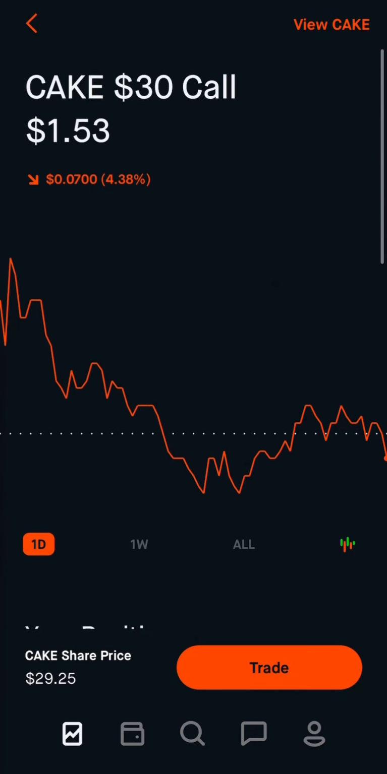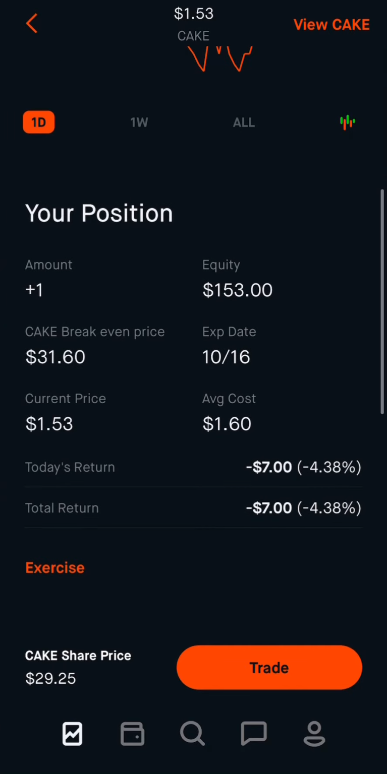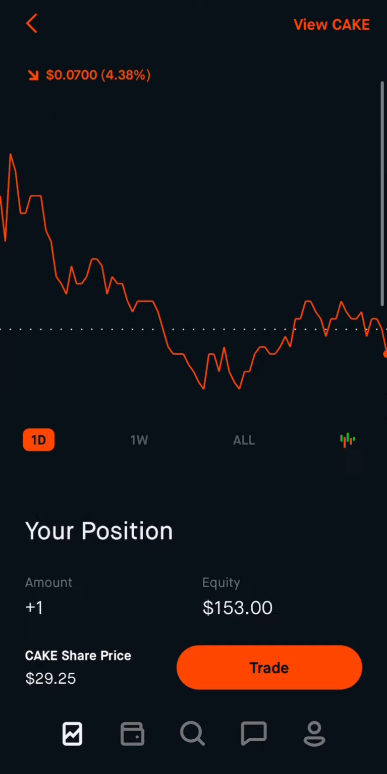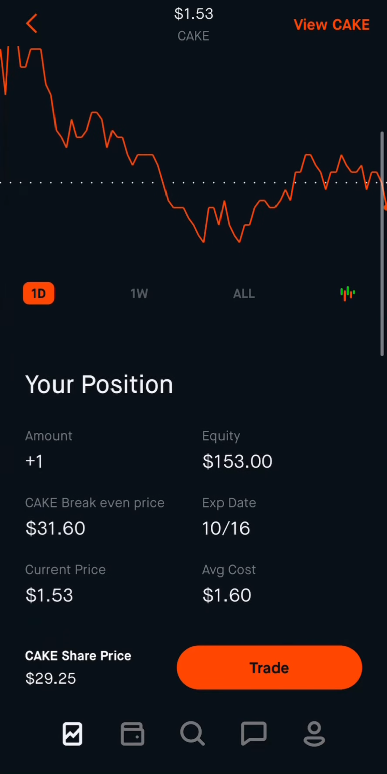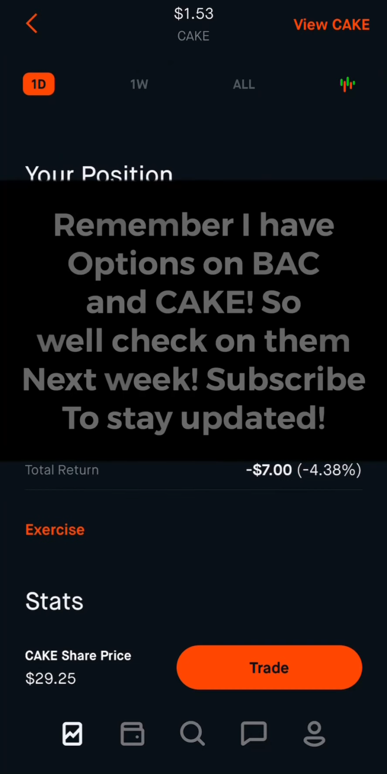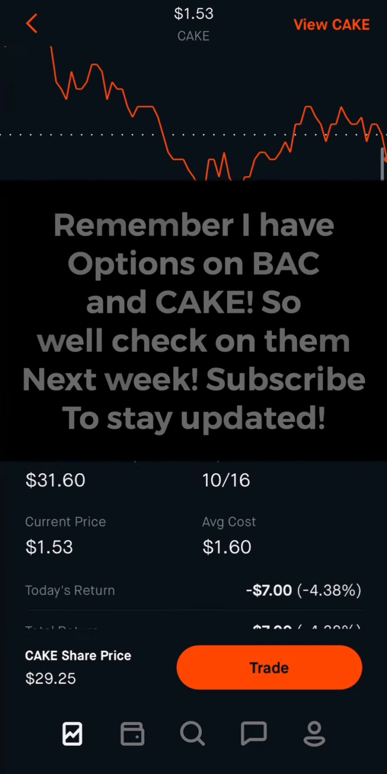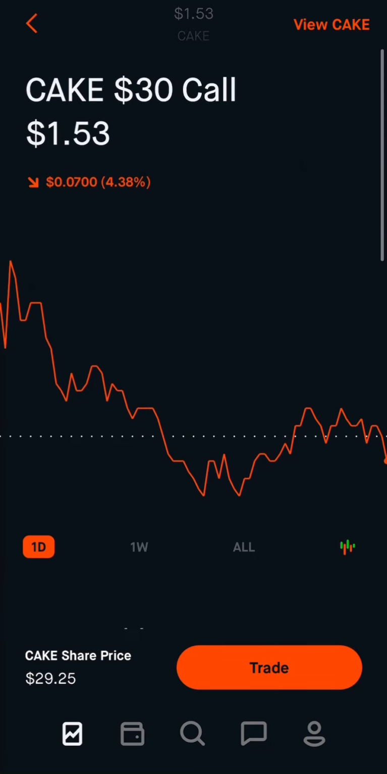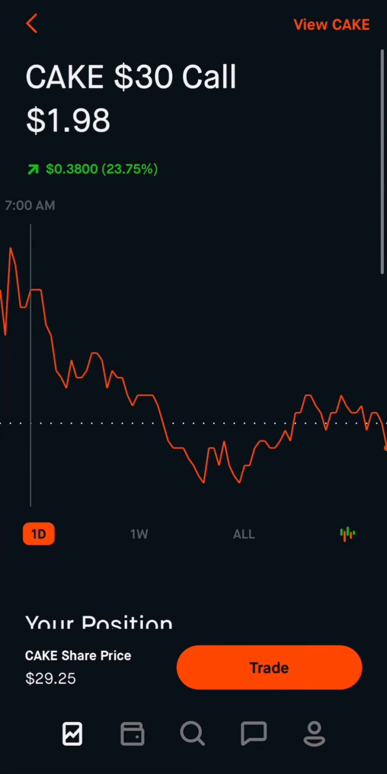So here you can see the cheesecake one we were talking about. Remember, I was up $5. Now I'm already down $7. So it goes quick. Guys, I'll keep you updated on how these calls do. We'll scroll down and we can see the return. This one's till October 16th. My other one's till October 2nd. So we'll check up and post on how they're doing and everything as well.